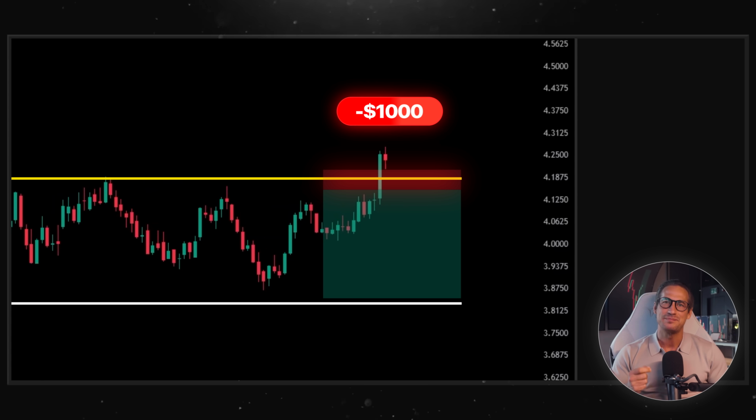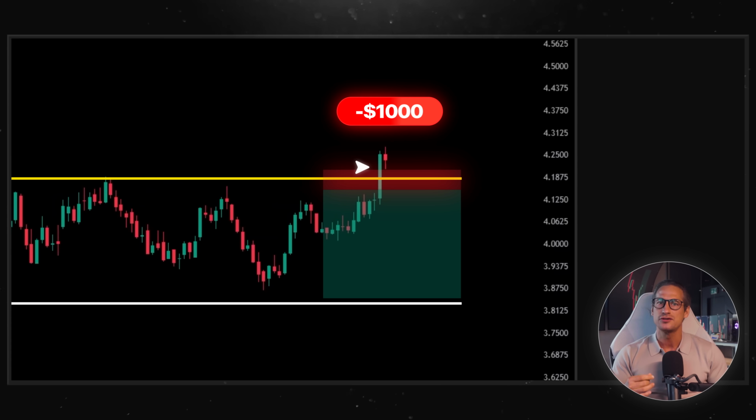Of course, the price pierced through the resistance level, didn't respect it at all, and our stop loss was triggered. We just lost $1,000. Okay, what went wrong here? Why did we get stopped out? Why is there a massive institutional candle breaking through the resistance like this? That doesn't make any sense. It goes against everything we know about support and resistance.